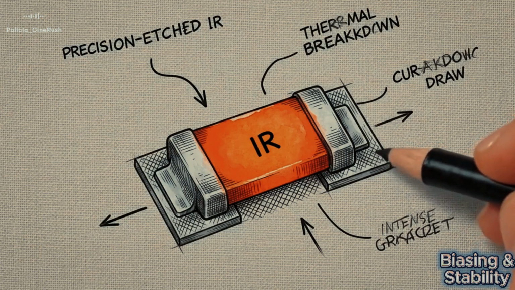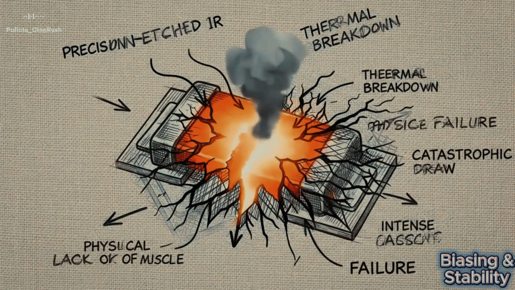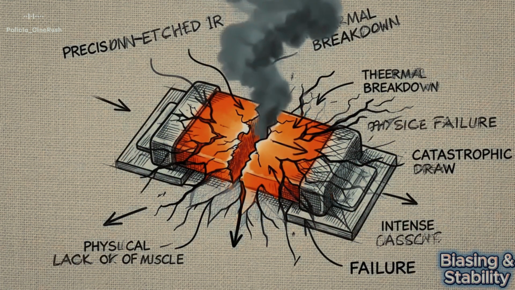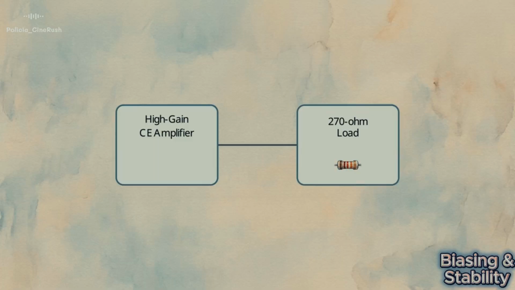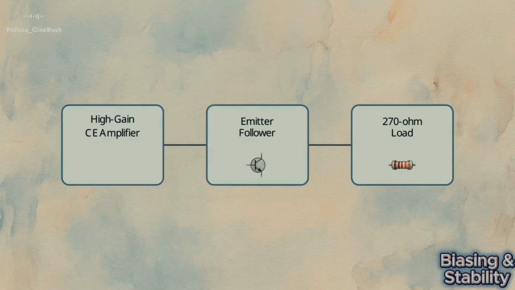Raw amplification is entirely useless if the circuit lacks the physical muscle to deliver the necessary current to its final destination. The solution to this impedance mismatch is to sever the direct connection. An emitter-follower stage is inserted between the amplifier and load. Its massive input impedance acts as a protective shield, preventing the load from drawing current away from the sensitive first stage. While the emitter-follower doesn't magnify voltage, it safely replicates it.